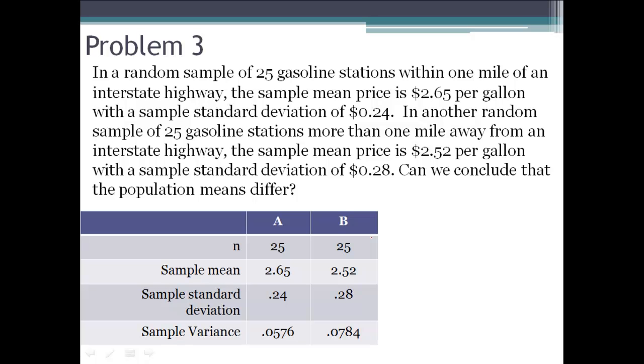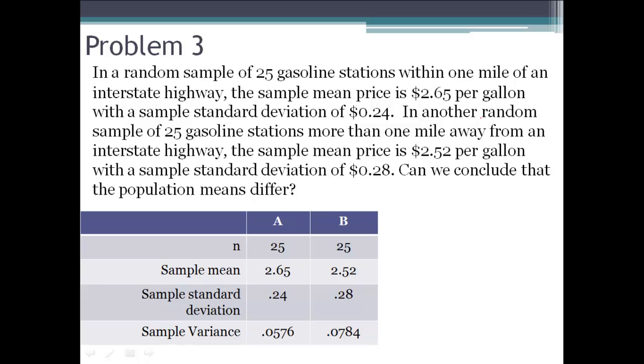So for problem 3, now we move to a case, the difference between sample means, where we have two samples. A sample of 25 gas stations within 1 mile of the interstate, which has a sample mean of 265 and a sample standard deviation of 0.24. And then we have a second sample, another sample of 25 gasoline stations. Now these are more than a mile away, and they have a sample mean of 2.52, sample standard deviation of 0.28.